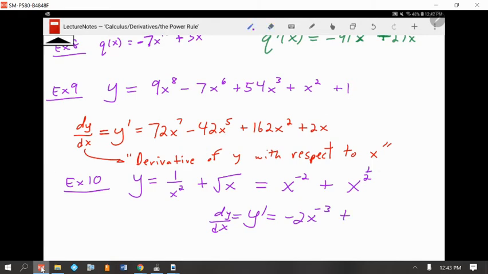Plus, what's the derivative of x to the half? That would be 1/2 x to the, you've got to drop it down 1. Maybe I went too fast. Where's the 1/2 come from? Again, a square root means 1/2 power. And then I do the 1/2 power times the coefficient out front, which just happens to be a 1 again.